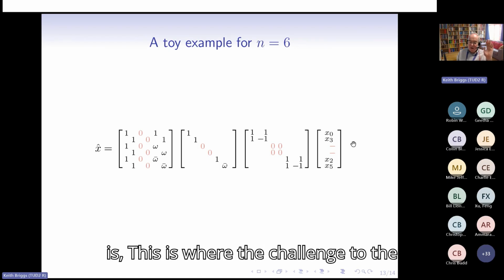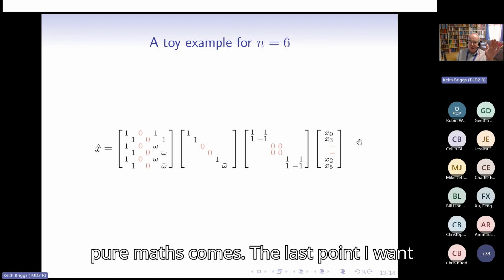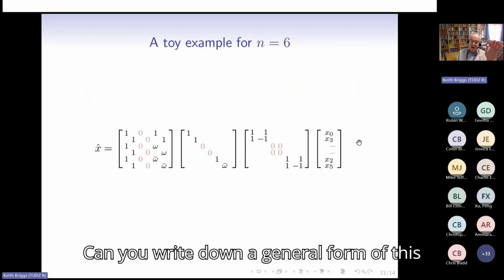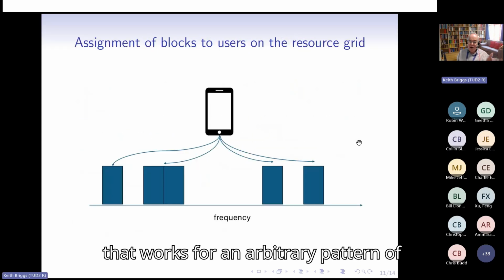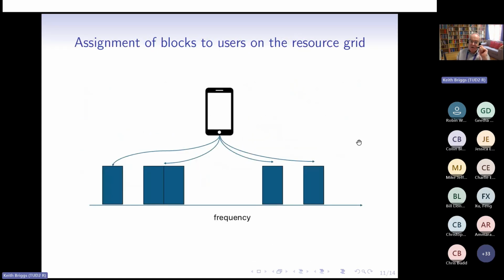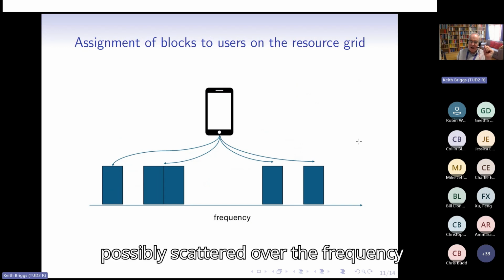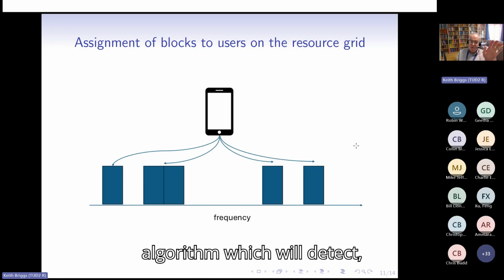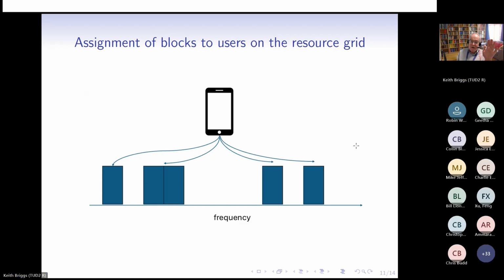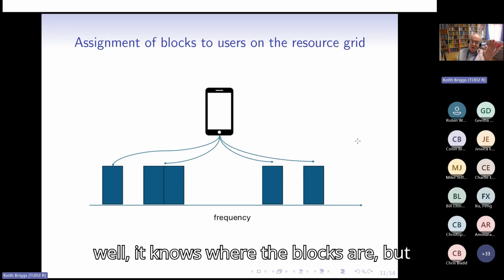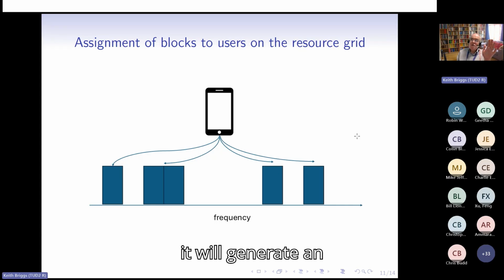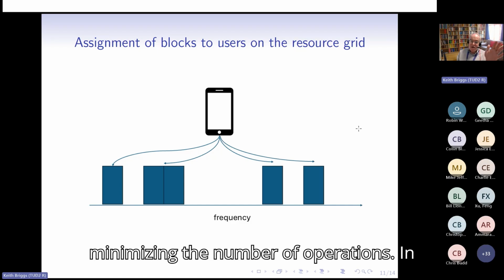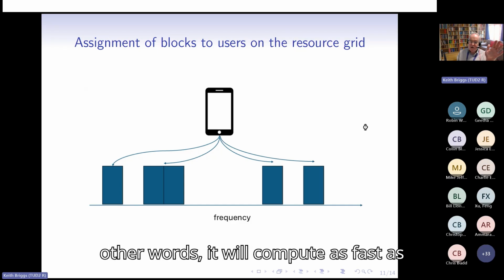My question is, and this is where the challenge to the pure maths comes, the last point I want to make. Can you write down a general form of this that works for an arbitrary pattern of these blue blocks, possibly scattered over the frequency domain in a complicated way? Is there an algorithm which will detect, well, it knows where the blocks are, but it will generate an algorithm specifically for that block layout that's optimal in terms of minimizing the number of operations. In other words, it will compute as fast as possible.